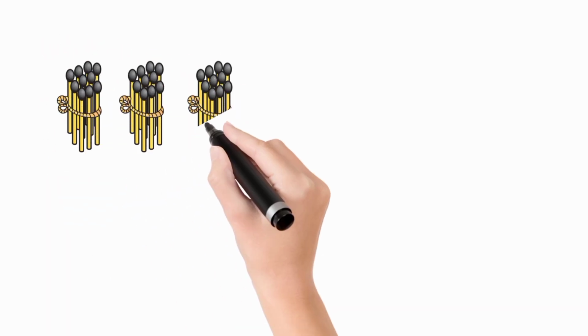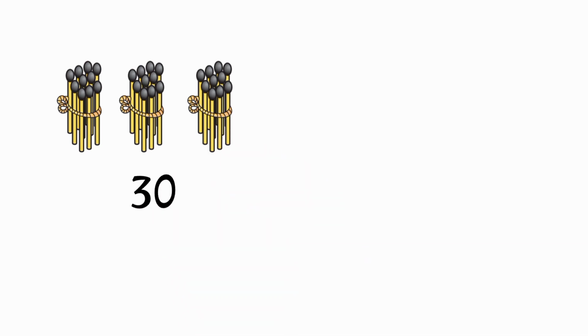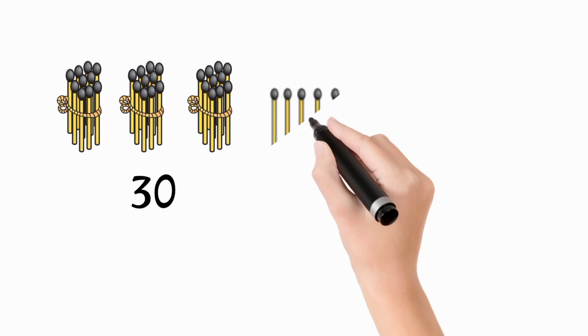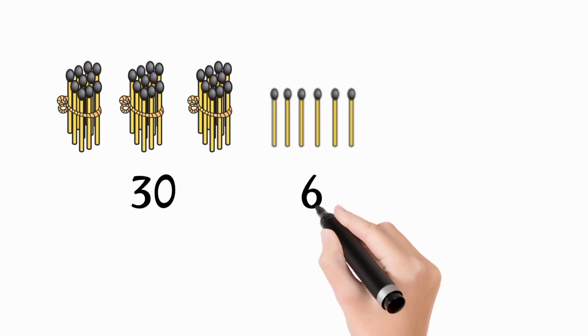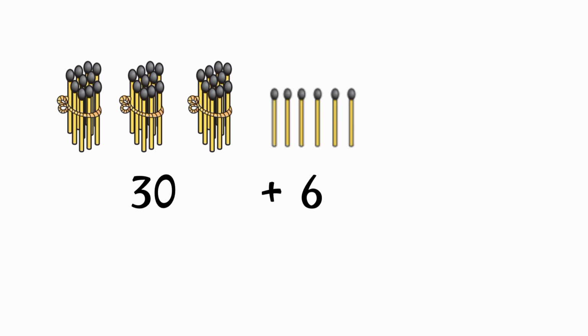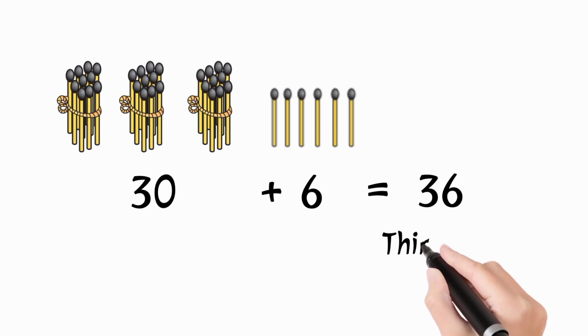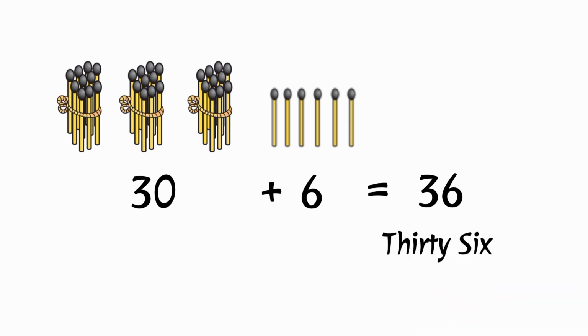Now we have 3 bundles which means 30 and 6 loose matchsticks. So 30 plus 6 is equal to 36. 3 tens and 6 ones, 36. इसे 36 कहते हैं.